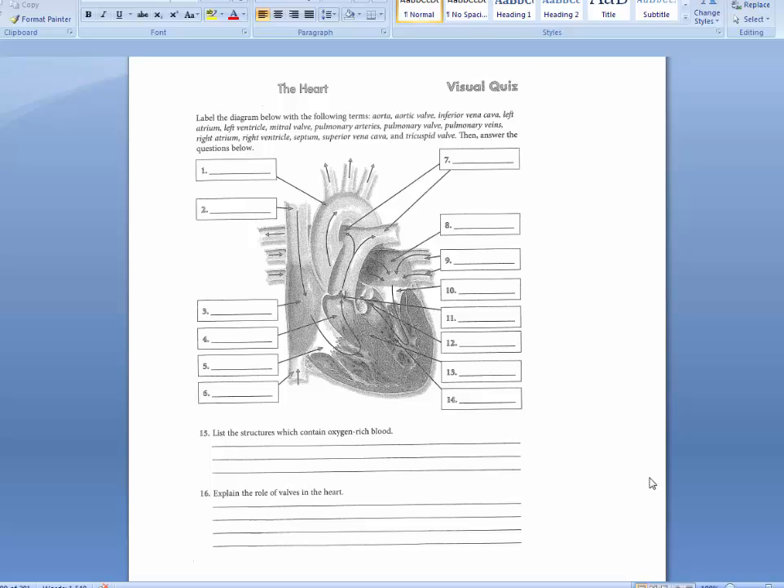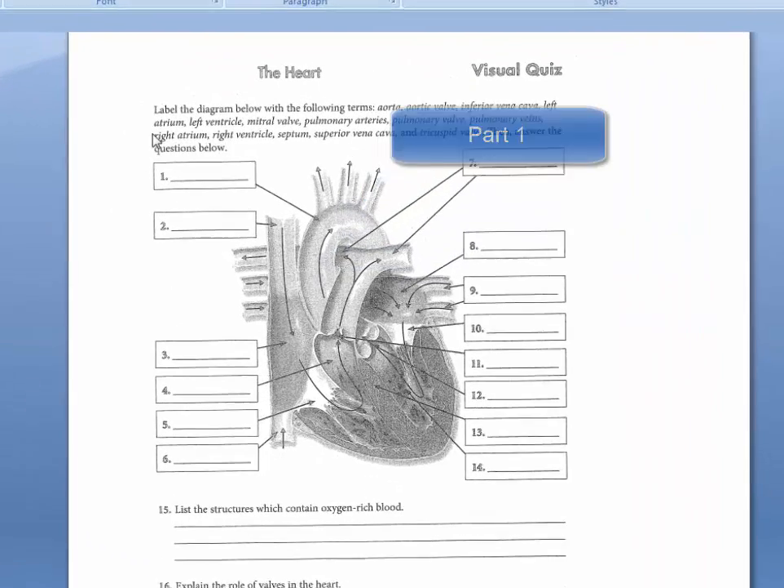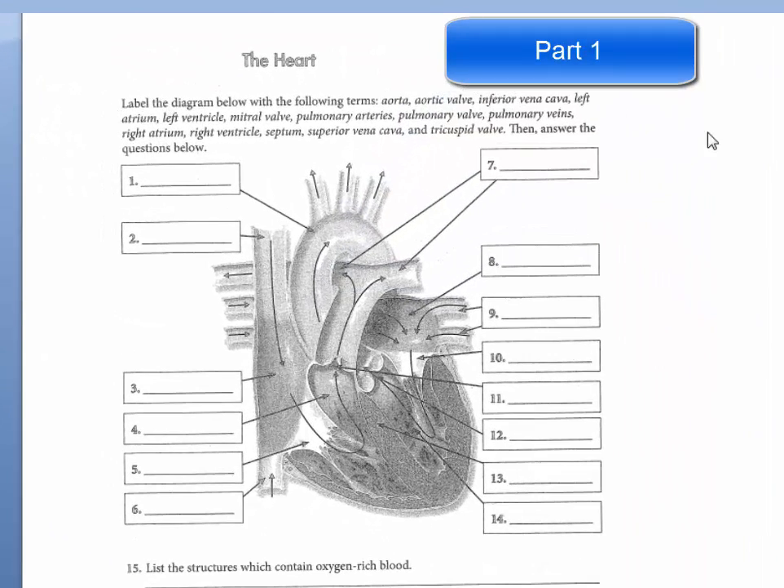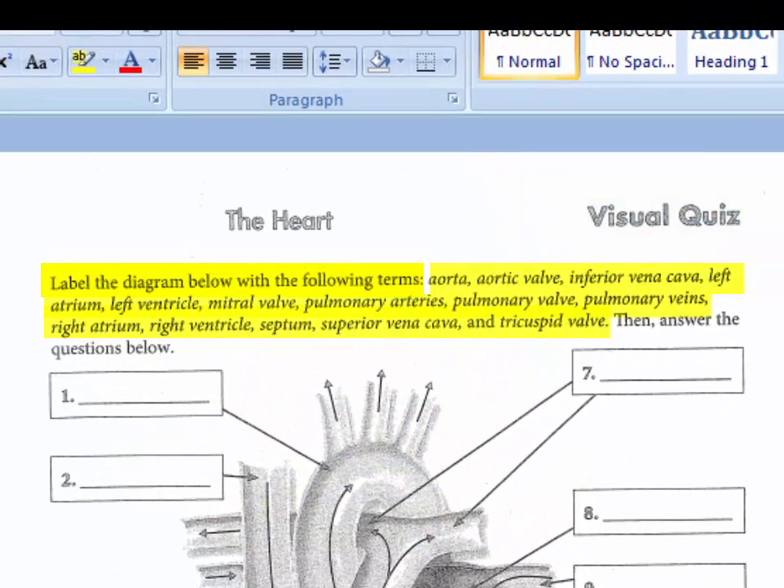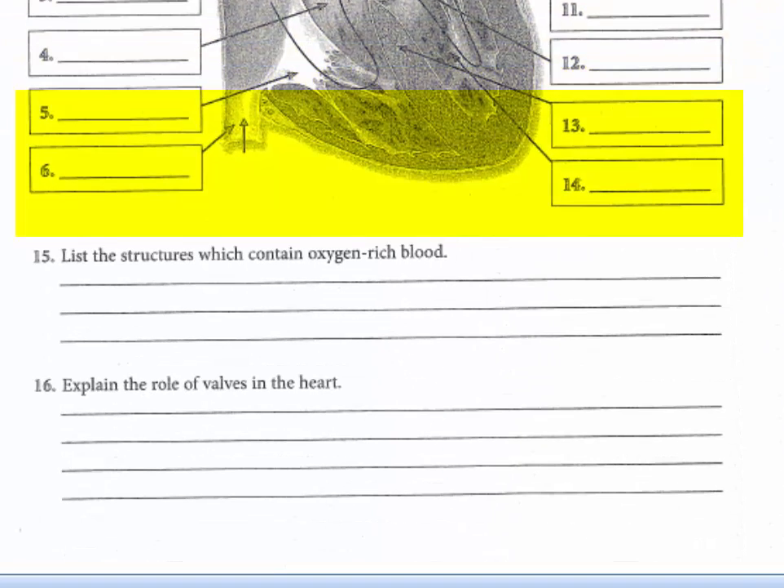Hey, this is the quiz for standard 4.2, the circulatory and respiratory system. This is part one. Let's read the directions for the heart. Label the diagram below with the following terms: aorta, aortic valve, inferior vena cava, left atrium, left ventricle, mitral valve, pulmonary arteries, pulmonary valve, pulmonary veins, right atrium, right ventricle, septum, superior vena cava, and tricuspid valve. Then answer the questions below.